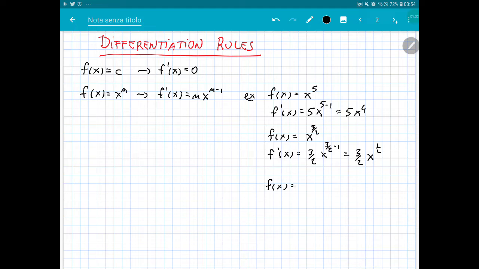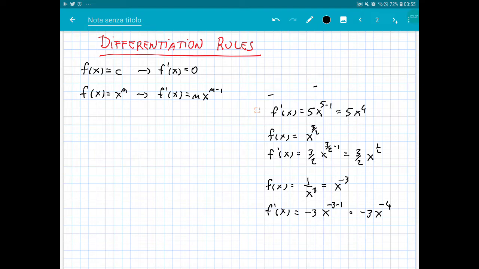Another example, if your f of x is 1 over x cubed, then we can write this as a power function, x to minus 3, so the same differentiation rule applies. I lower down the exponent, negative 3, and then I decrease by 1. And I obtain negative 3 times x to the minus 4. Okay, so these are some examples of how the power rule works.